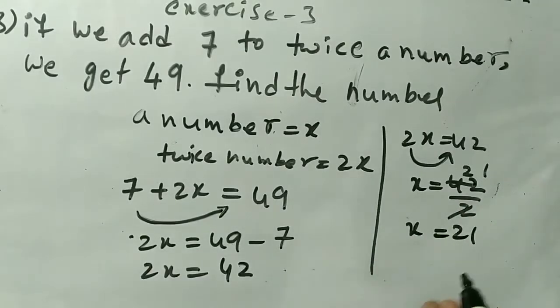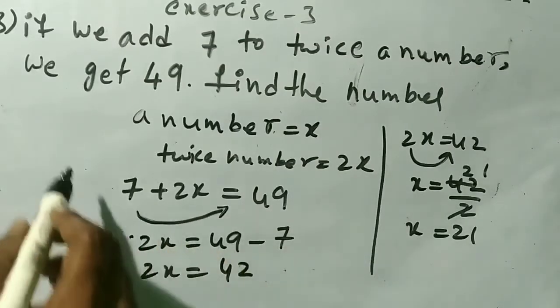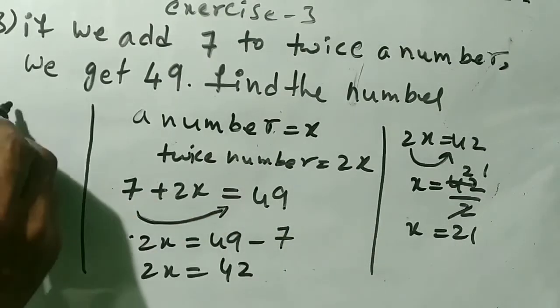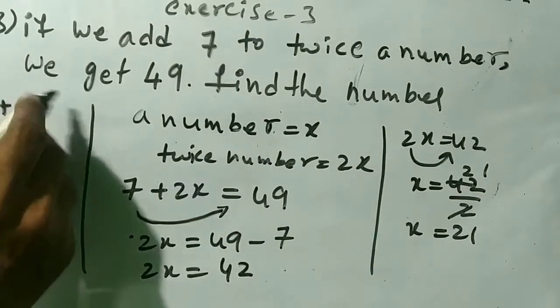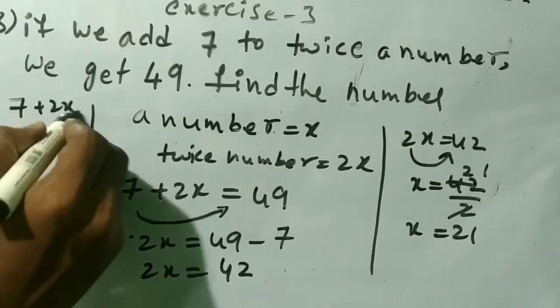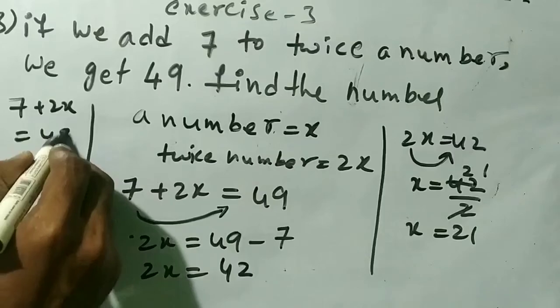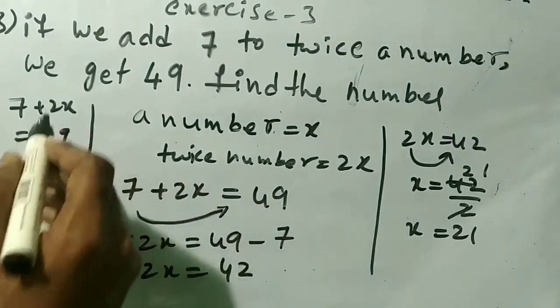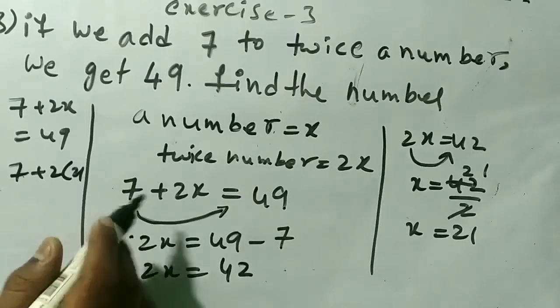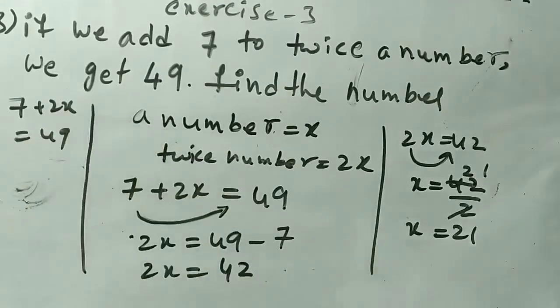We can check by substituting the x value. So let us check the verification. The x value is equal to 21. We have 7 plus 2x is equal to 49. Substitute x here: 7 plus 2 into 21. Let's erase this to expand.